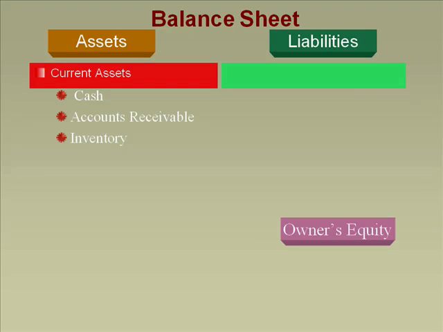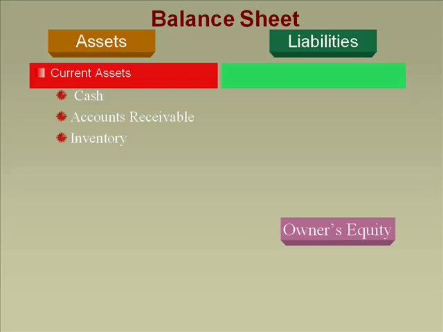Cash is a short-term asset. Accounts receivable is a short-term asset. Do you buy that? You don't give your customers more than 1 year to pay you. Inventory is a short-term asset. Do you keep inventory for more than 1 year? No.